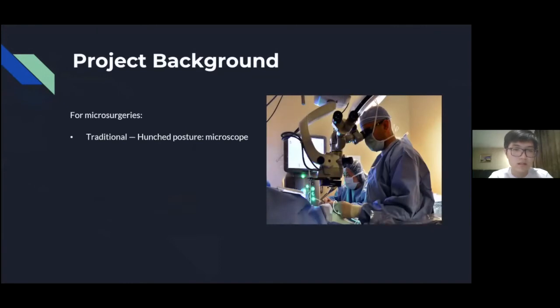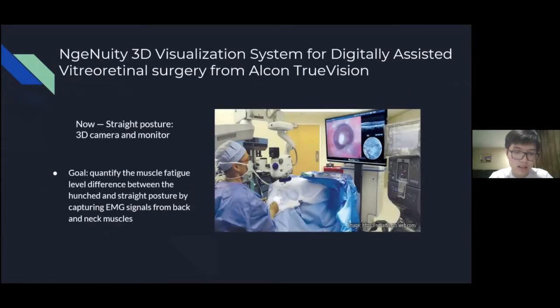So here's some basic project background. Traditionally, surgeons must do microsurgeries like eye surgeries in a hunched posture because they need to look closely into the microscope. However, surgeons have reported back and neck pain after doing several surgeries continuously in one day. So Alcon TrueVision's solution to this problem is the innovative heads-up three-dimensional imaging technology. Surgeons can now do microsurgeries while sitting straight by looking at the monitor in front.